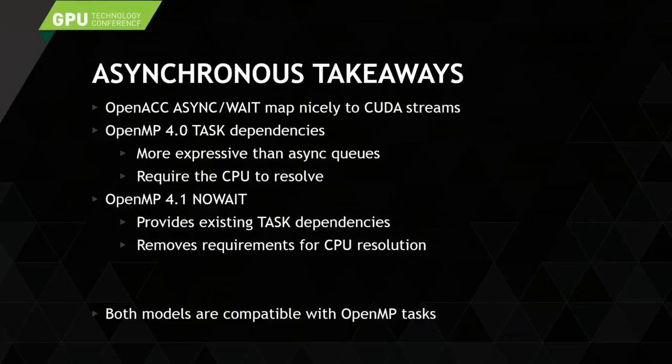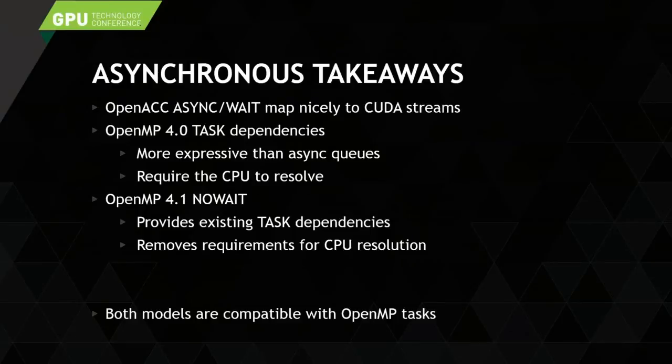Async and wait were not accidentally designed to map really well to CUDA streams and to OpenCL work queues. OpenMP 4.0, we had good intentions to reuse what we already had. However, while they're really expressive, they do require CPU interaction, which we think is a little bit crippling on a GPU architecture. And so we've improved that with 4.1, which is coming later this year.